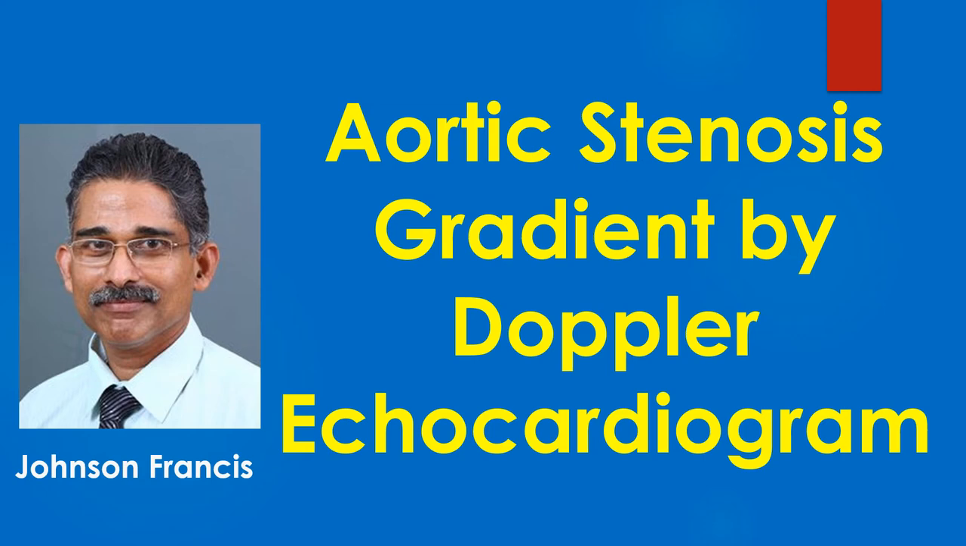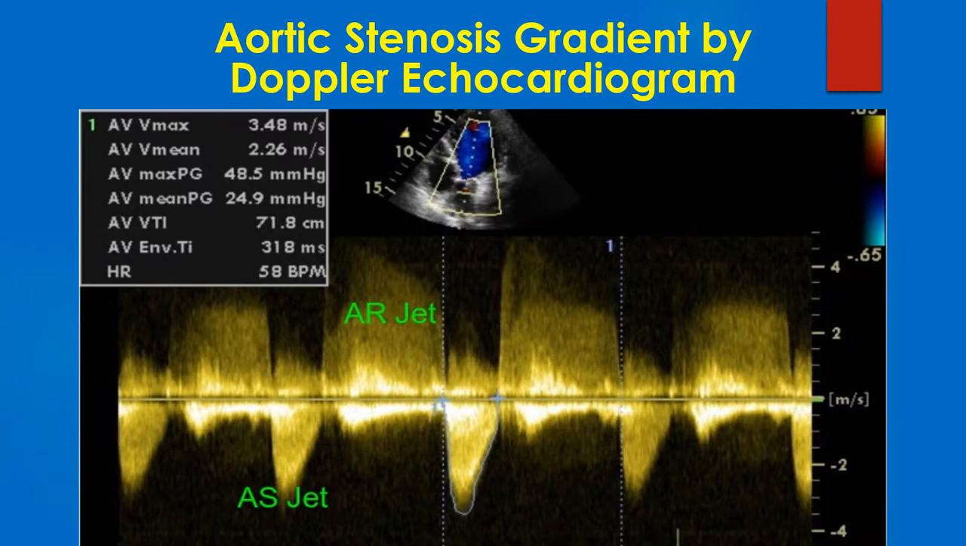Aortic stenosis gradient by Doppler echocardiogram. Inset shows apical 5-chamber view from which the aortic stenosis jet is assessed using a continuous wave Doppler cursor. Aortic stenosis jet moves away from the transducer in this view and is displayed below the baseline.